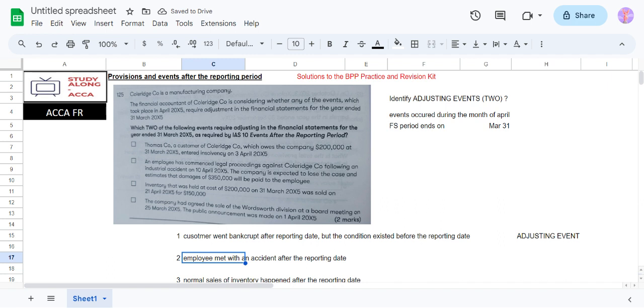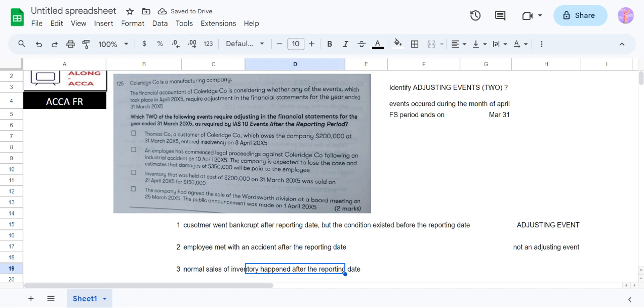Employee met with an accident after the reporting date here. An employee has commenced legal proceedings against Cambridge Company following industrial accident on 10th April. So the employee met with an accident on 10th April, and the company is also expected to lose the case, and the estimated damage is 350. But all of this has happened after the reporting date, so it is not an adjusting event.